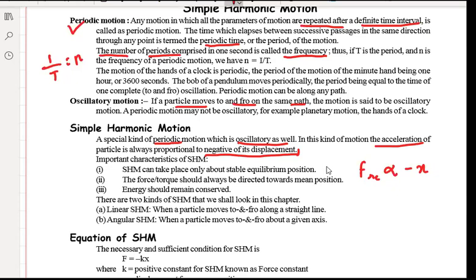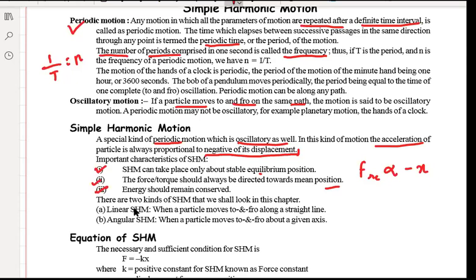Now, I can say we have some points related to SHM. SHM can always take place with a stable equilibrium position, obviously. Then the force or the torque should always be directed toward the mean position. When you talk about force, it is linear SHM. When you talk about torque, it is angular SHM, yes or no? And energy should be conserved. So these things we have already studied.